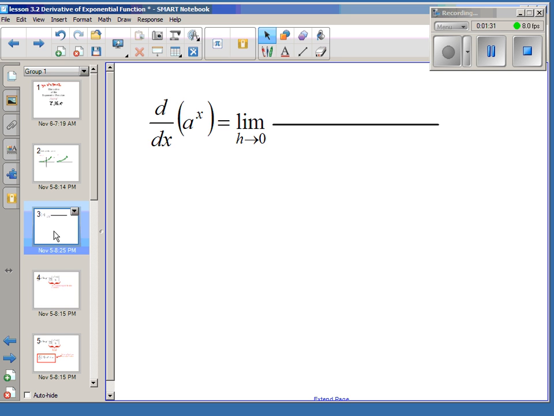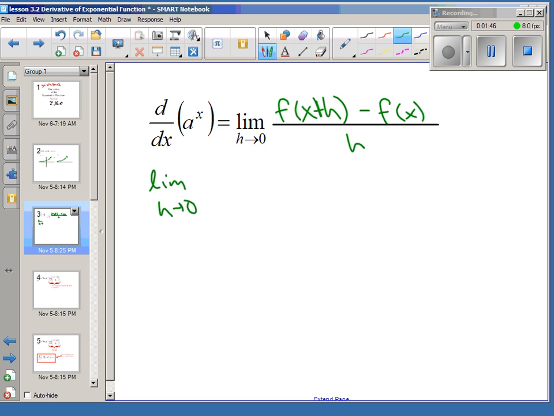So let's use the definition of the derivative. The limit as h approaches 0 of f of x plus h minus f of x all over h. So if we evaluate this for the function a to the x, we have the limit as h approaches 0 of a to the x plus h minus a to the x all over h. So we took x plus h, plugged it into our function wherever we saw an x.